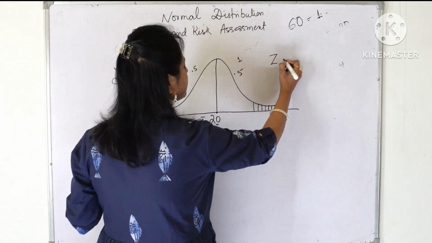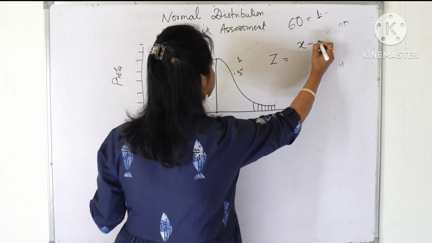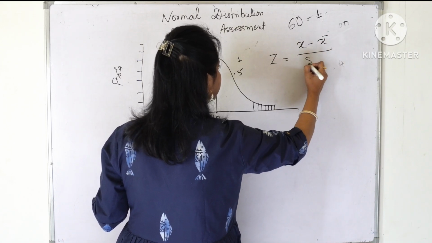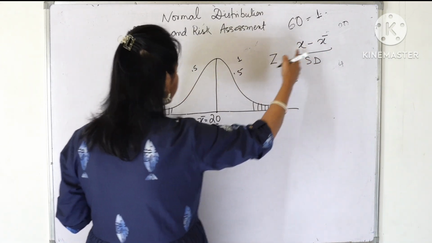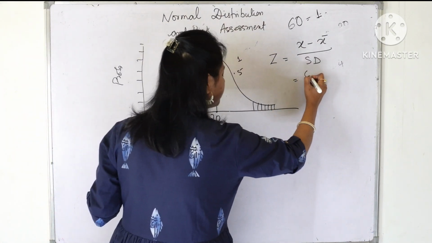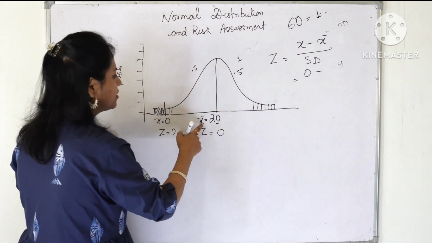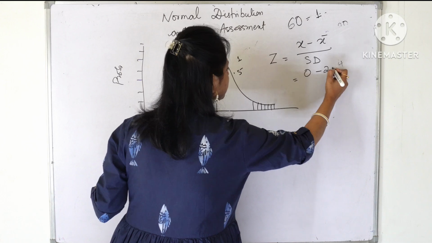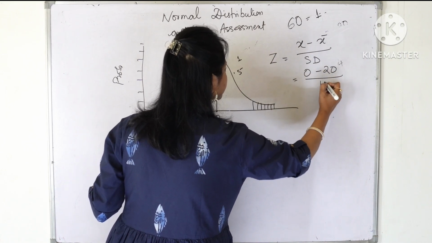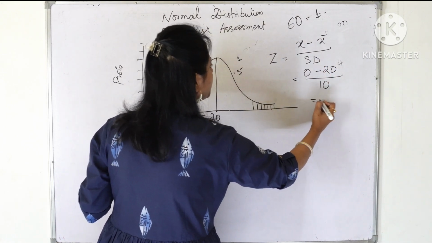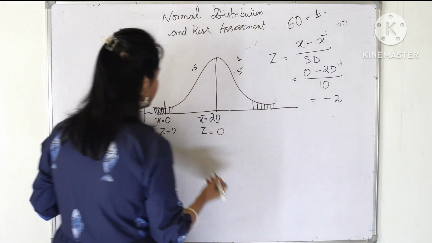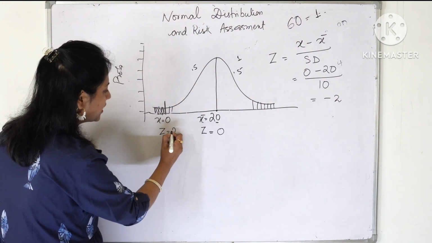So there is a formula. Z equals x minus x bar divided by the standard deviation. So what is my x? X equals 0, meaning the probability that I will earn 0. And what is x bar? X bar is 20, that is my expected return. And suppose my standard deviation is 10. So you get minus 2 here. That means my z value at this point is minus 2.